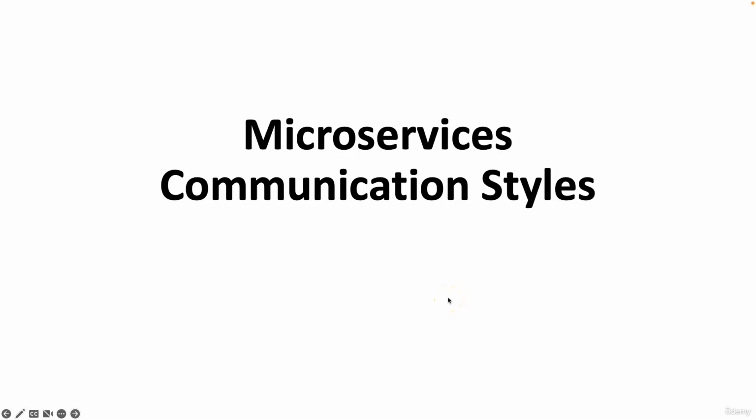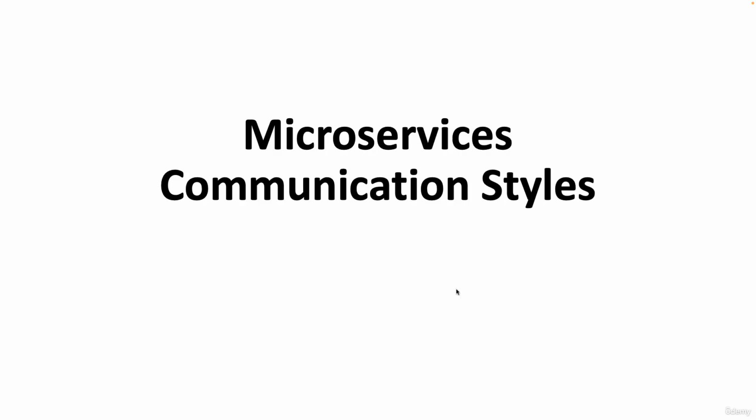Hello and welcome back. In the last video, we talked about microservices communication types, which are synchronous communication and asynchronous communication. And we understood that synchronous communication involves the request-response pattern, and the asynchronous involves using message queues like Kafka, RabbitMQ, and you could also use WebSockets as well.